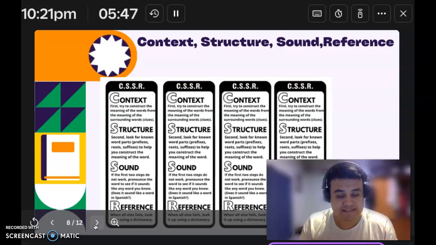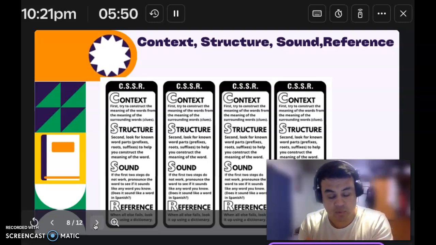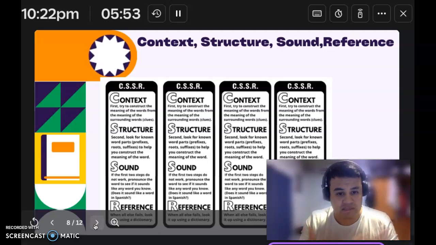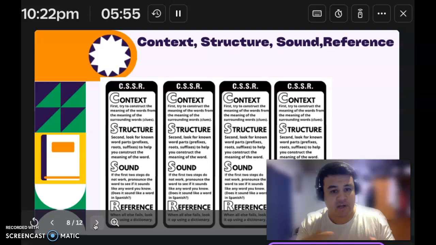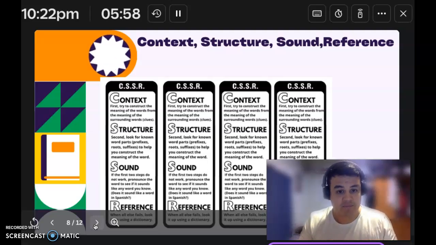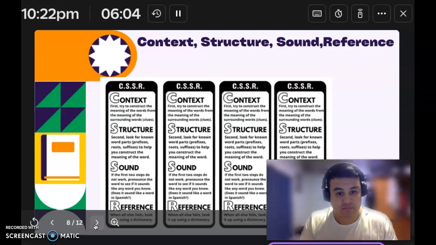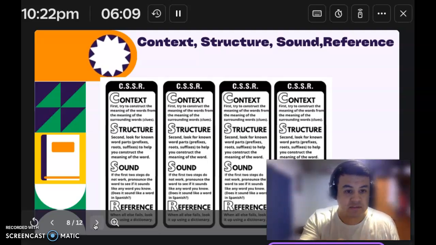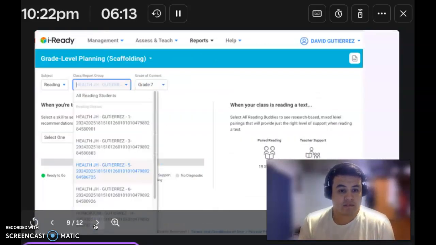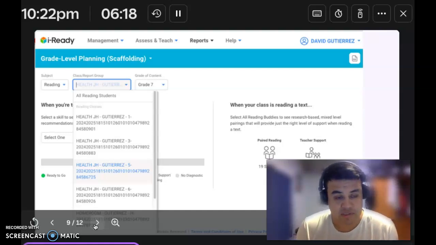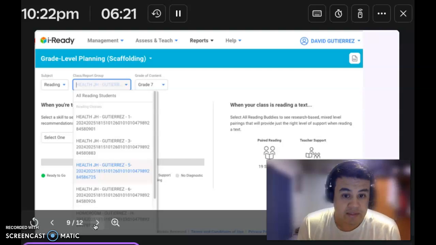So when a student reads a text, they just skip the difficult word. Now with this technique, they have to try to figure out the meaning of the word. They have 4 different techniques of doing this before they can give up and look it up on Google or do a research in a simple way. The way I use this in my classroom, I'm showing you a screenshot of my iReady portfolio, is I choose a health class, and then I do something called paired reading.